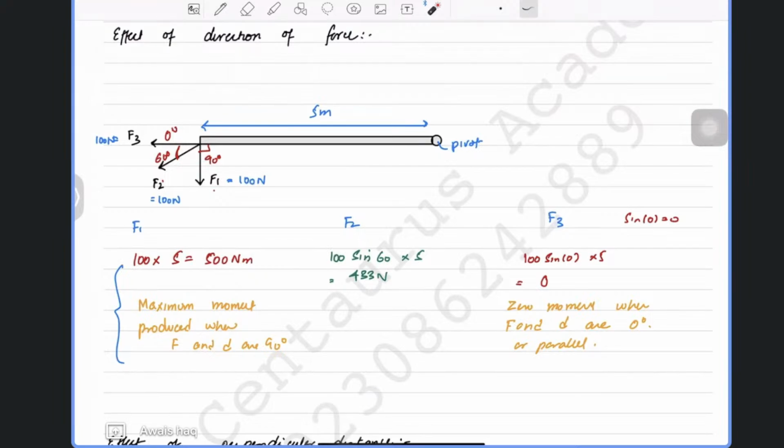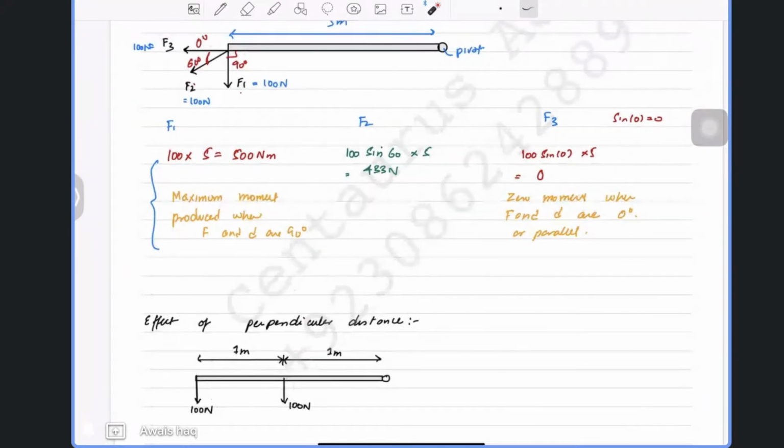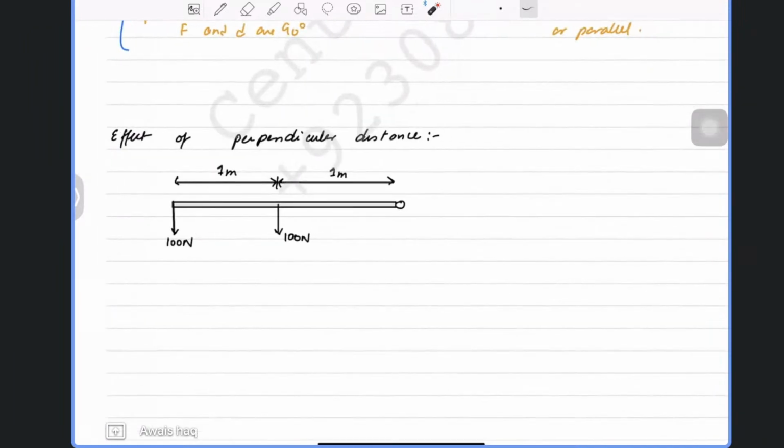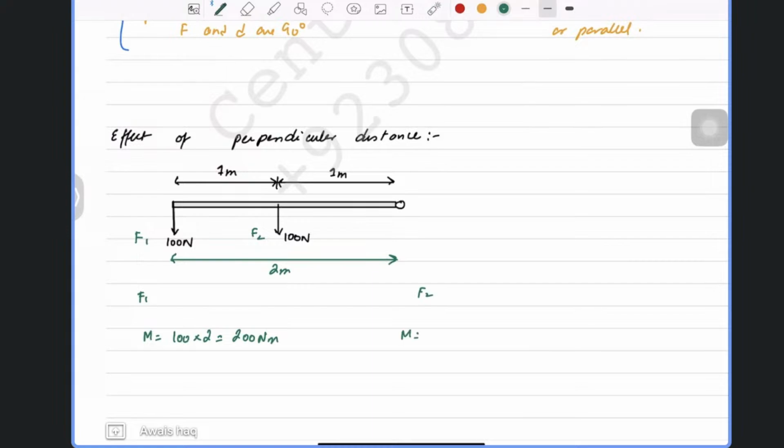Yes. Okay, good. Now the other thing that we need to understand is the effect of perpendicular distance. If you have the same forces, let's call this force F1 and this force F2. When we are finding the moment for F1, we do 100 times the distance from this force to the pivot, which is 2, so that gives me 200 newton meters. But F2 gives me a moment of 100, because the perpendicular distance from here to the pivot is 1 meter only. Is it clear?